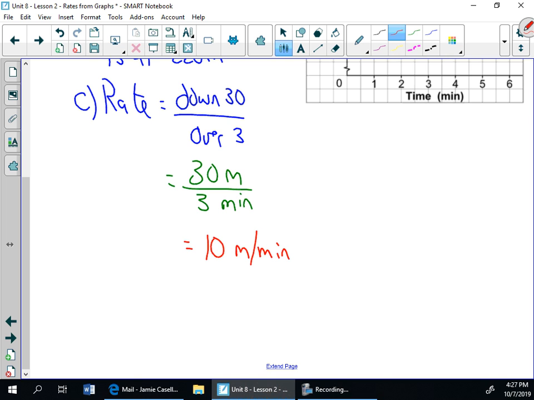Now one more thing I'm going to add in here. This word, down. It's pretty important. That means this is negative, which means this is negative. Signs are important. Anytime my graph goes down, I should have a negative rate. Which should make sense. The balloon's dropping over time.